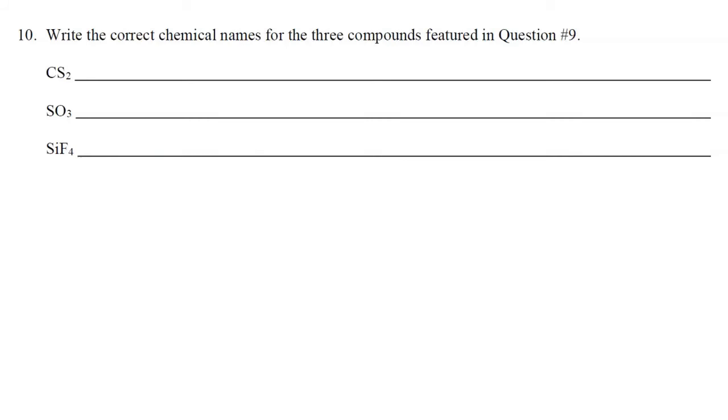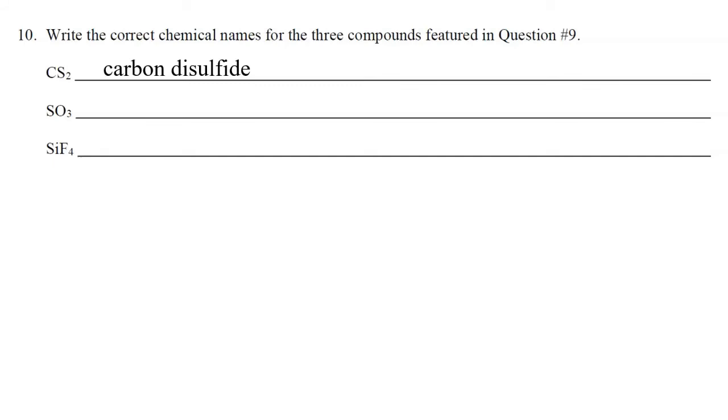So to use a prefix for a covalent compound, the first element is carbon, the second element is sulfur. We don't change the name of the carbon, so it's just carbon, and then the prefix di means 2. We do change the ending of the second element with IDE at the end. This would be carbon disulfide.